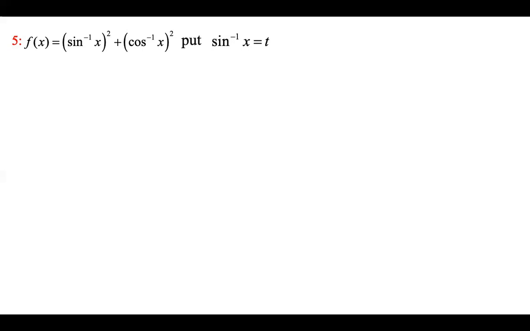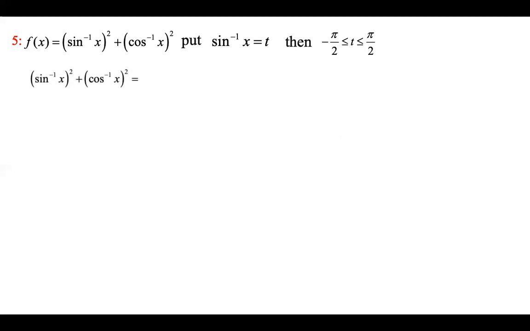For that, you put sin inverse x is equal to t. Then automatically, because x is between -1 to +1, t will be between -pi by 2 to +pi by 2. This part we are supposed to remember, because that is the range of sin inverse x. It will be from -pi by 2 to +pi by 2.